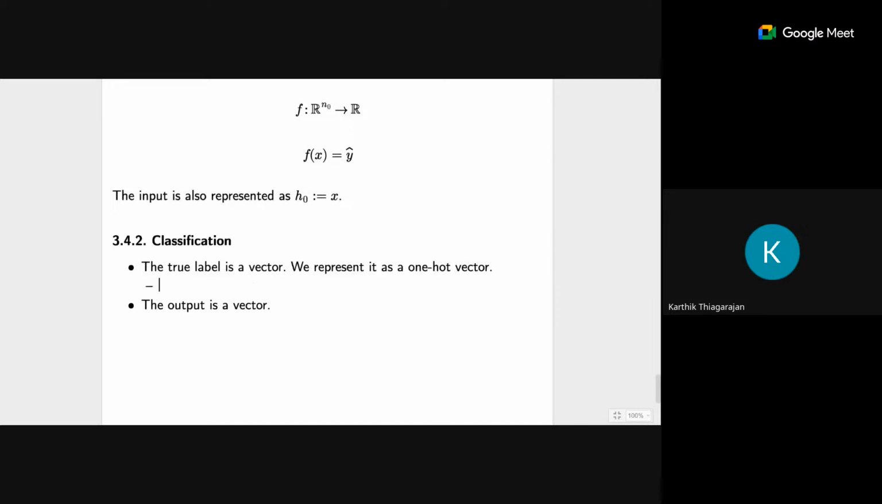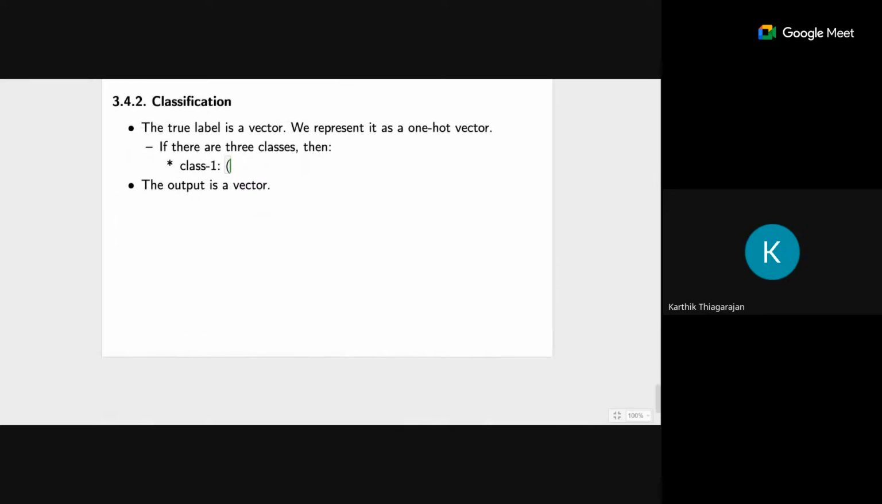So what is a one hot vector? For instance, if there are 3 classes, then class 1 is represented as the vector 1 0 0. Class 2 will be likewise 0 1 0, and class 3 is 0 0 1, right? You have come across this in MLP, I believe. So one hot vectors. The output therefore also has to be a vector, but it's something more. Is it any vector?